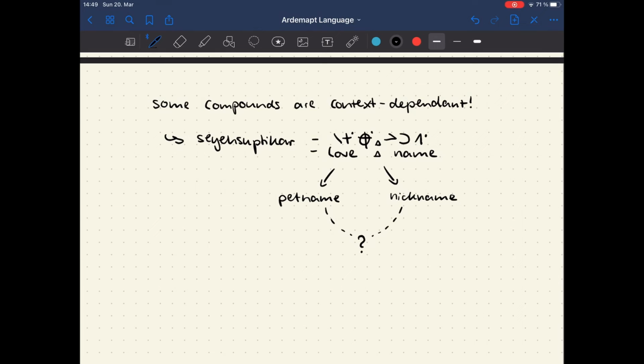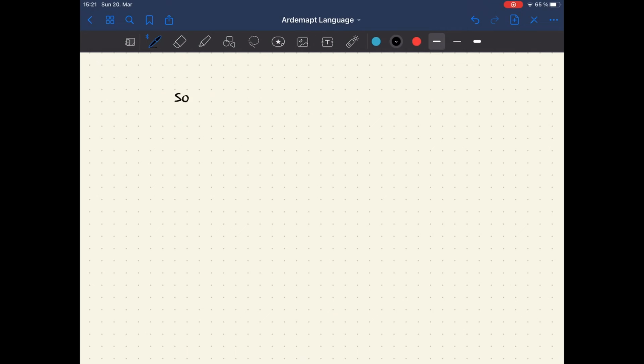So it literally translates to love name, but if you're writing a text and somebody refers to it, you might want to look at whether they're talking about a family member, a partner, or a friend, and then pick whether you want to translate it as pet name or a nickname. Similarly, some compounded words might be person or class specific.